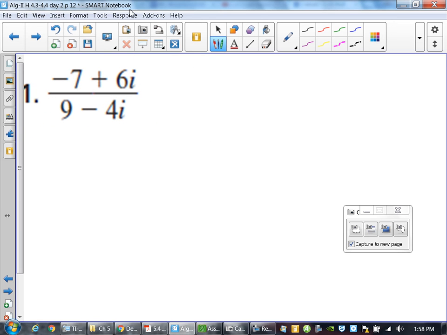Did you pick up on it? Yeah. Square it, add it. There's a shortcut to these when you are working with a difference of squares, because your conjugate would be 9 plus 4i. When I FOIL that out, I'm going to get 81 minus 16i squared, which becomes 81 plus 16.